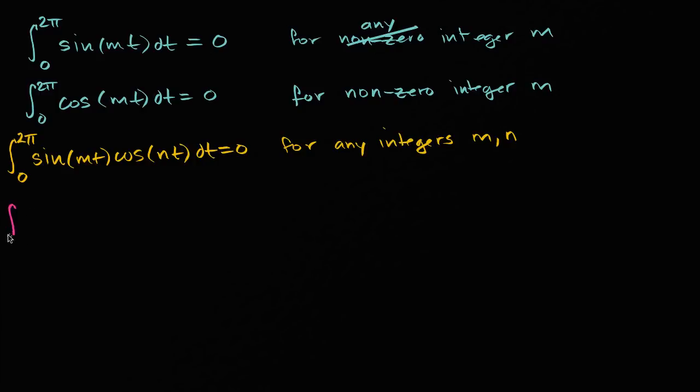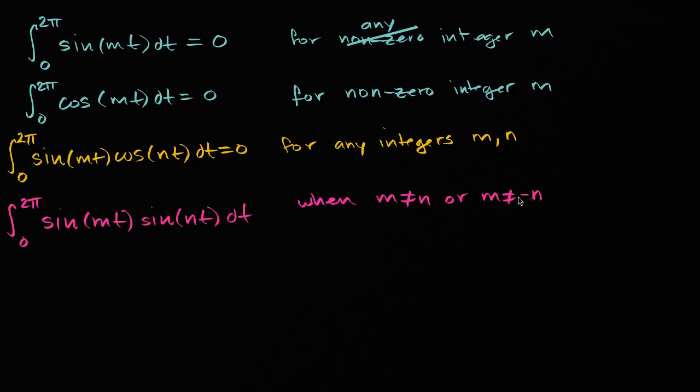So now let's think about the definite integral from 0 to 2 pi of the product of sine of mt times sine of nt dt, and we're going to think about it in two different scenarios. We're going to think about when m does not equal n or m does not equal negative n. And really, we care more about this scenario because in the Fourier series, we're going to be dealing with positive integers, or non-negative integers, I guess we could say. But this is going to be true for both of them.